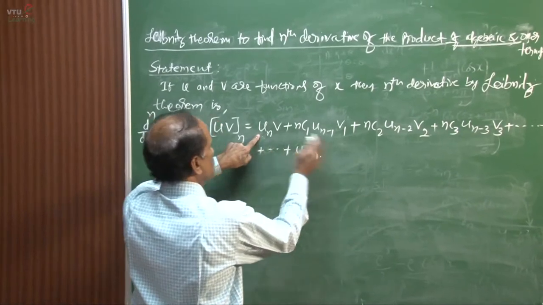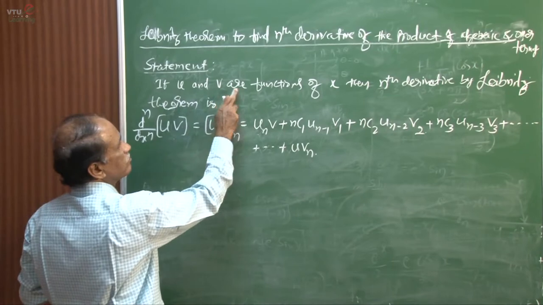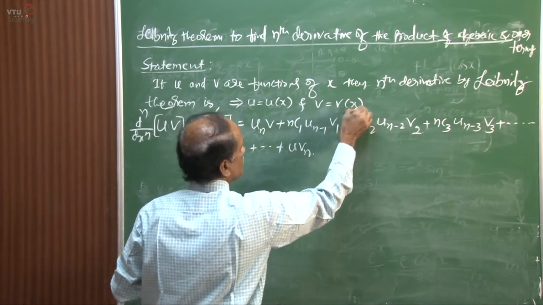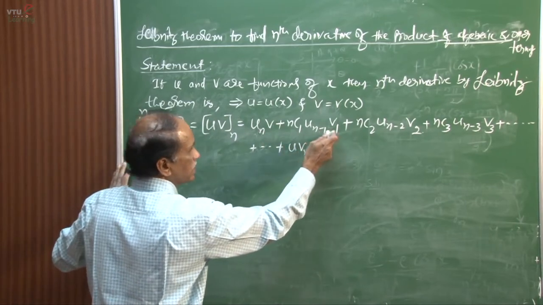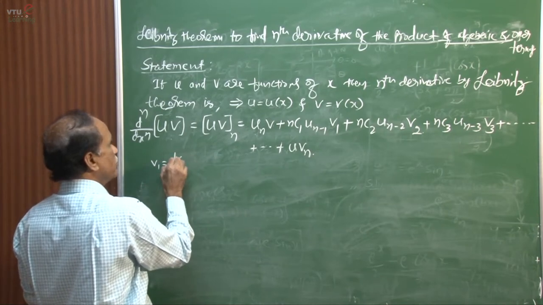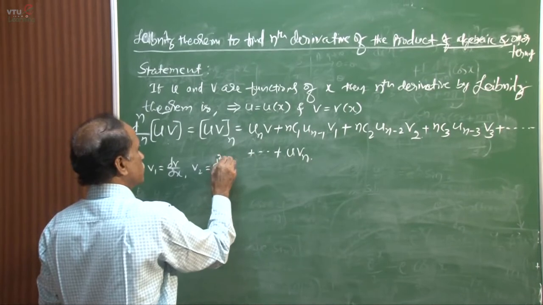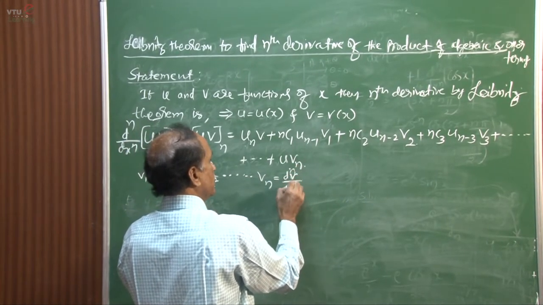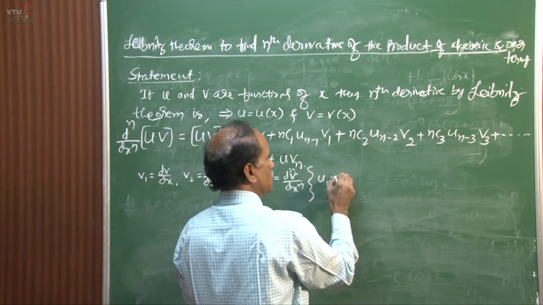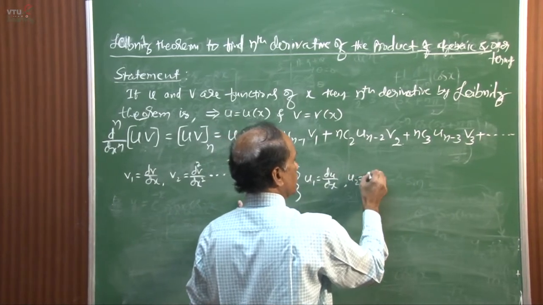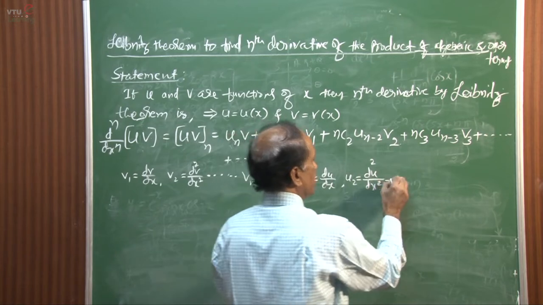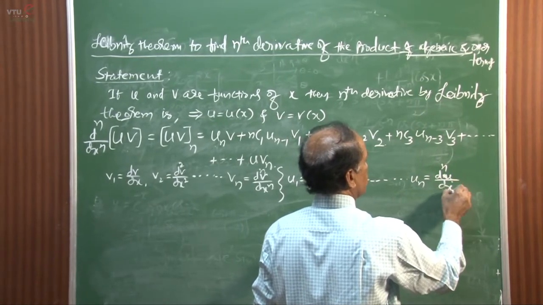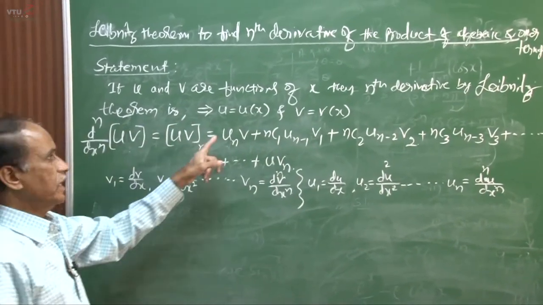So, here u_n is what and v_n is what? This you have to understand, u and v are functions of x. Then u_(n-1) and all that. So, v1 is equal to dv by dx, v2 is d square v divided by dx square, and v_n is equal to d^n v divided by dx^n, and u1 is du by dx, and u2 is d square u divided by dx square, and so on. Then u_n is equal to d to the power n u divided by dx to the power n. So, these things you must understand, and the binomial coefficients.